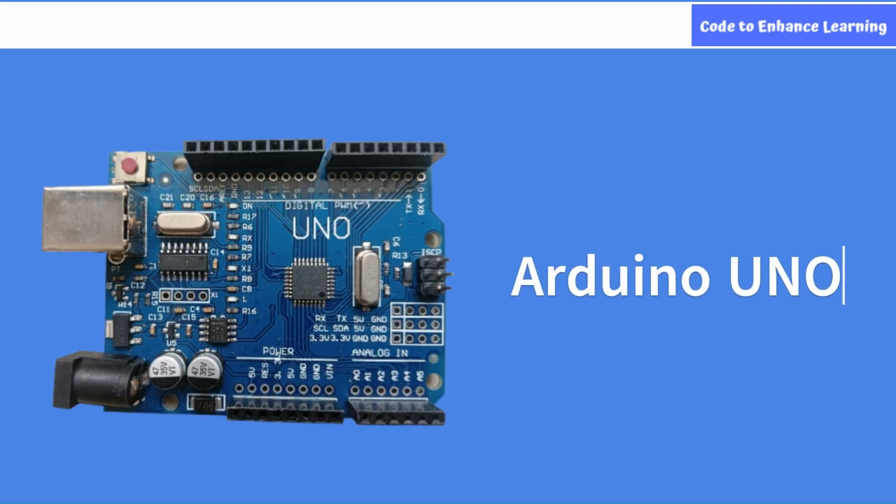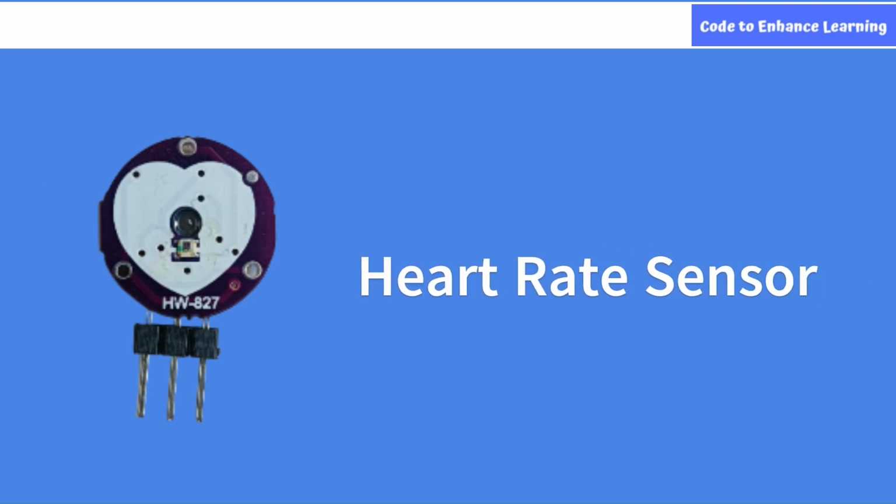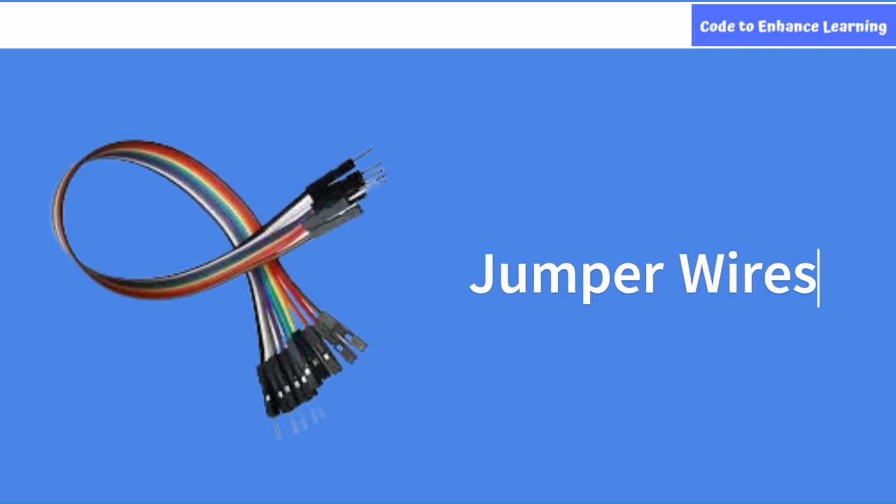Arduino Uno. This is the brain of our project, acting as the central microcontroller to process the signal from the heart sensor. Pulse sensor. This is the key part of the project. It detects your heart rate by measuring the changes in blood volume in your finger through an optical method. Next is USB cable. This will help us to connect the Arduino to the computer for coding and powering it. And the last but not least, connecting wires. This will help us to connect the components together and transmit signal from the sensor to the Arduino.